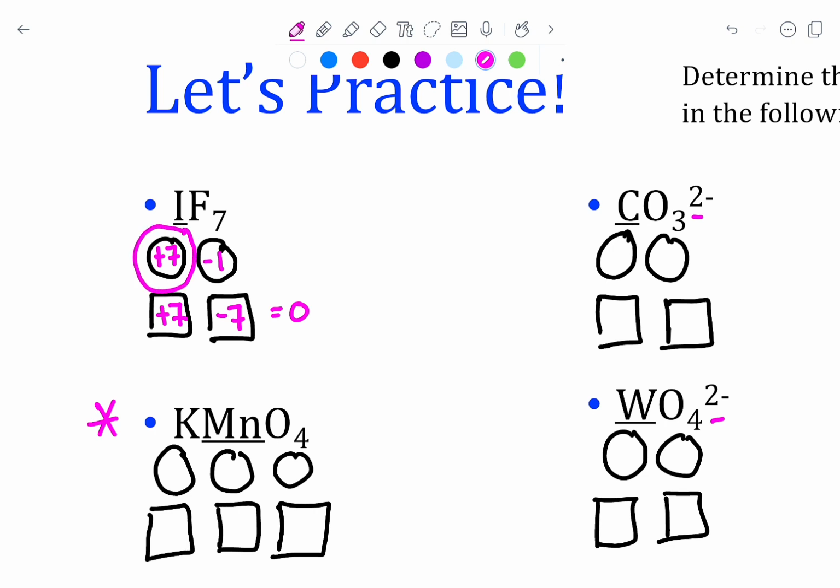We always want to look at our circles for these types of problems when it says to determine the oxidation number of the individual atom, because we're not looking at its total contribution to the molecule overall, we want to look at its individual oxidation number.